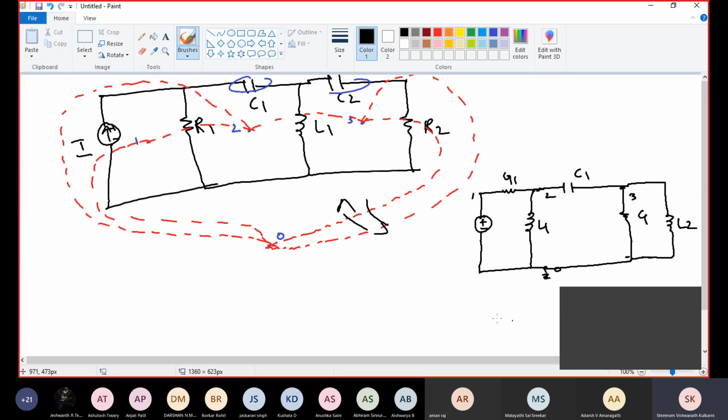Only simple way to remember: replace current source with voltage source, replace resistance with conductance, replace inductor with capacitor, replace capacitor with inductor, replace short circuit with open circuit. Means finally what we need to get: the mesh equation of this network. That means KVL of this network will be KCL of the dual network.